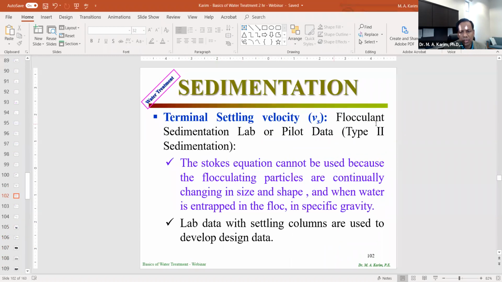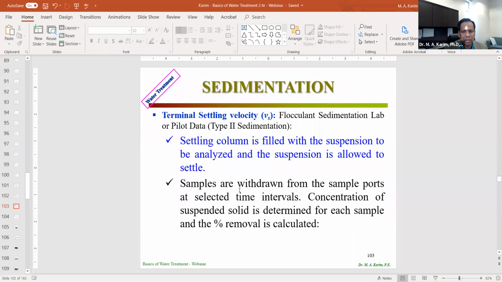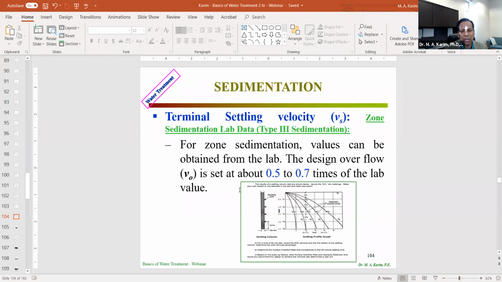For the terminal settling velocity, there is a way to calculate it. Stokes equation is one of them, for individual particles. For type 2 settling, I don't think we can use that. So there is another way to calculate it. We call it a column study. I don't have it here because it's too much material, but we can do a column study to measure the settling velocity. Here is the column test results, but I don't think I can use all of this now to tell you how to do it.